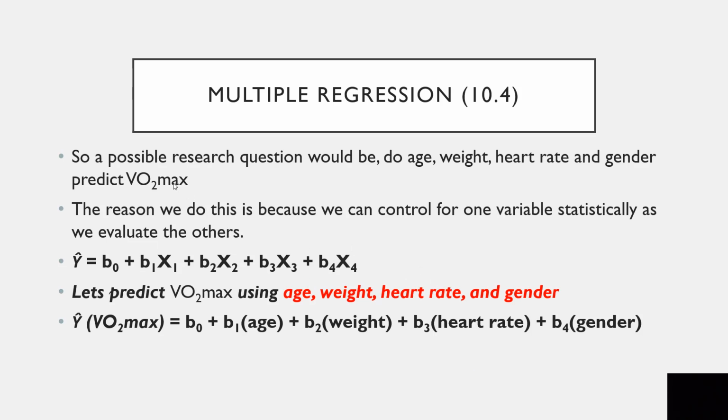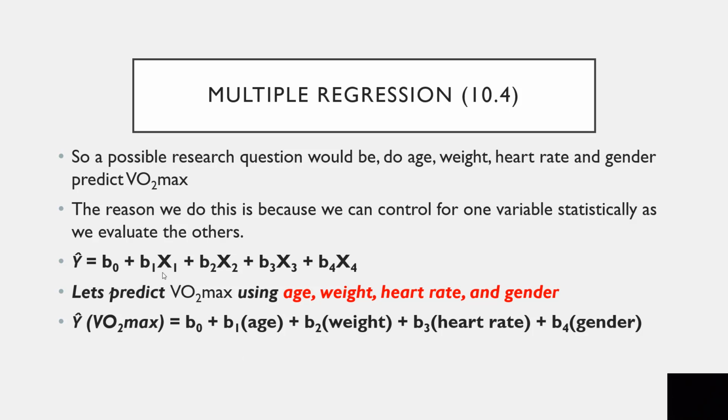So a possible research question would be, do age, weight, heart rate, and gender predict VO2 max? The reason we do this is because we can control for one variable statistically as we evaluate the others. So we put them all into the equation, and we can hopefully account for more of the variation in the dependent variable by using more independent variables.